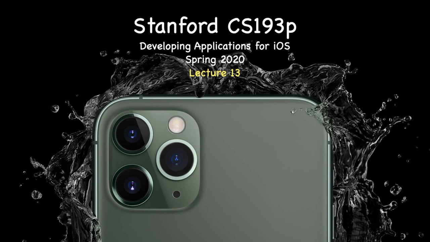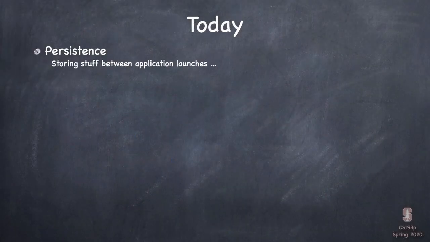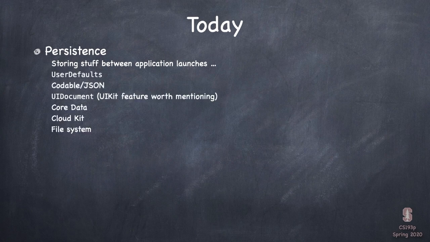Alrighty then, Lecture 13 of Stanford CS 193P, spring of 2020. Today, our topic is persistence. That is to say, storing stuff that lives between launches of your application. Now, we've actually seen quite a bit of this stuff already, and we're going to go into some more detail on the last two down there, CloudKit and file system.